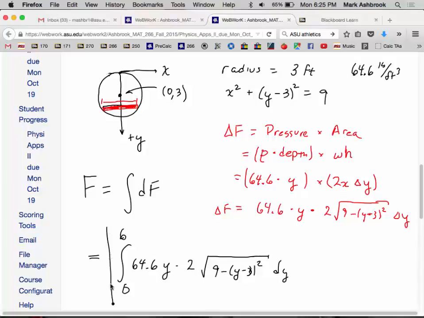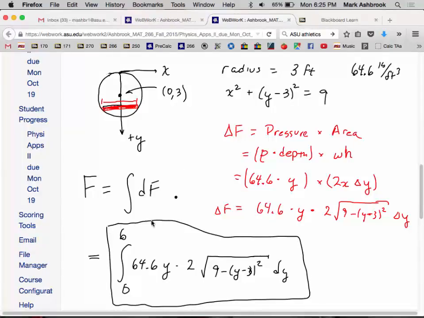Okay, questions on the total force on the side of the milk truck? Agree? Follow it?